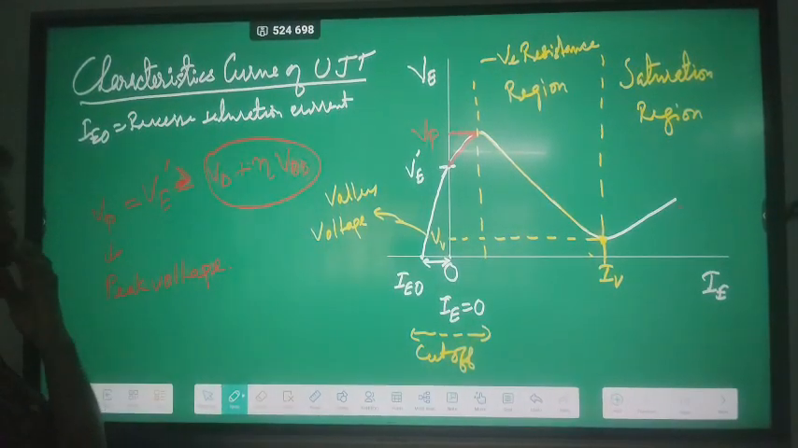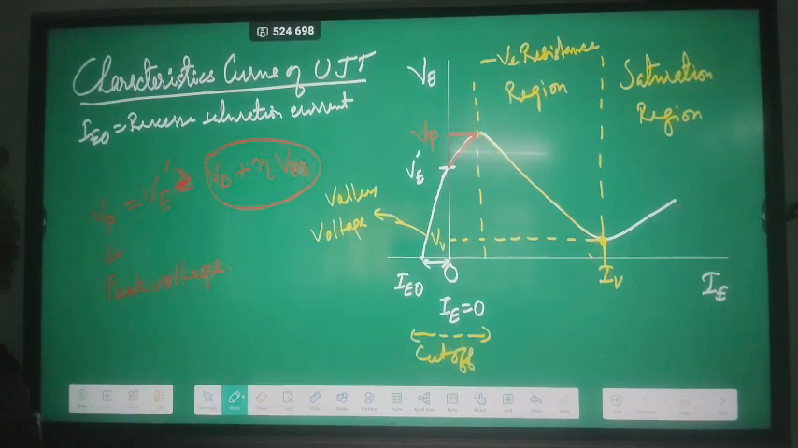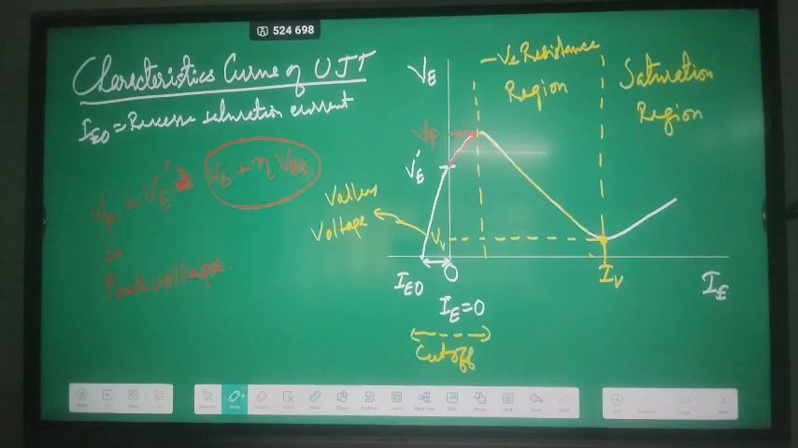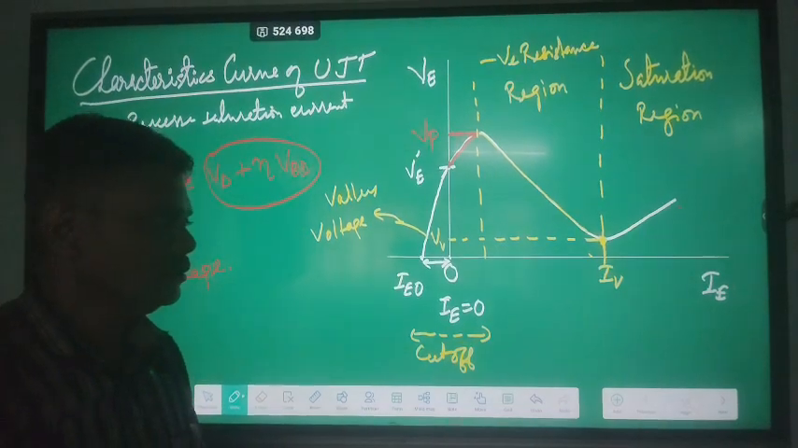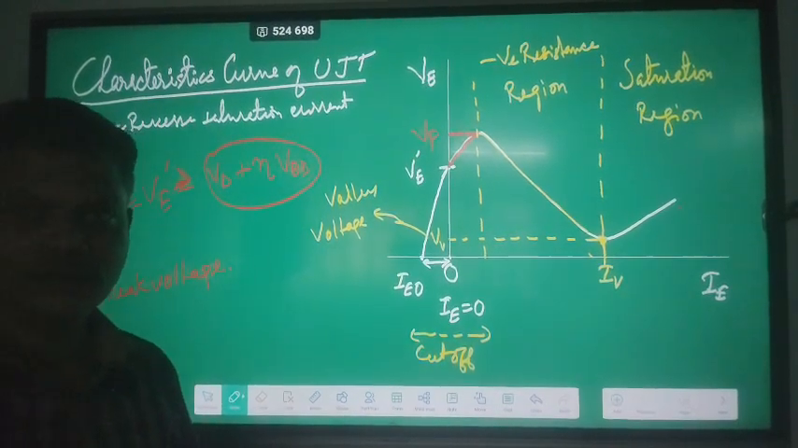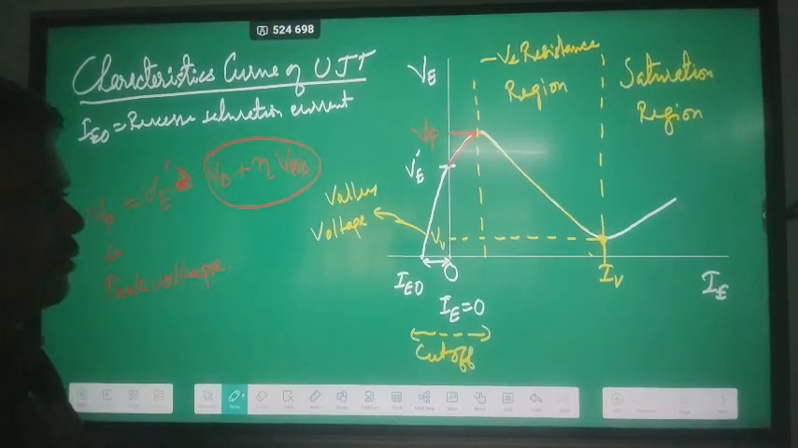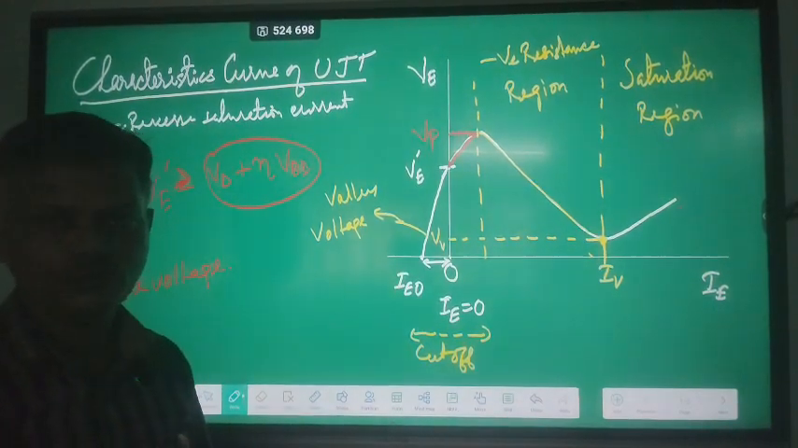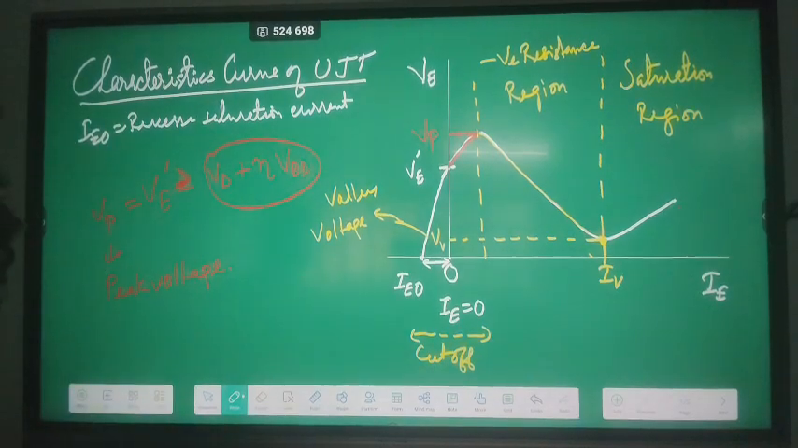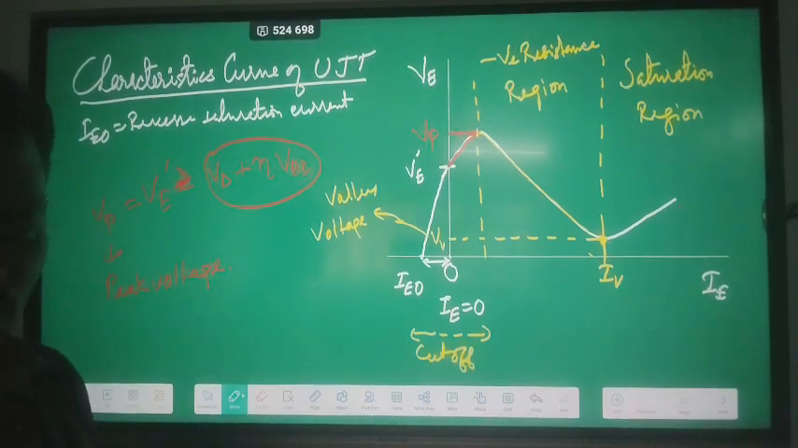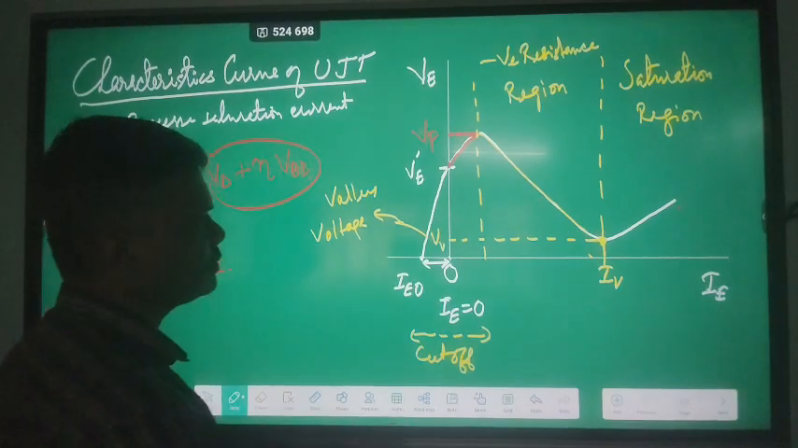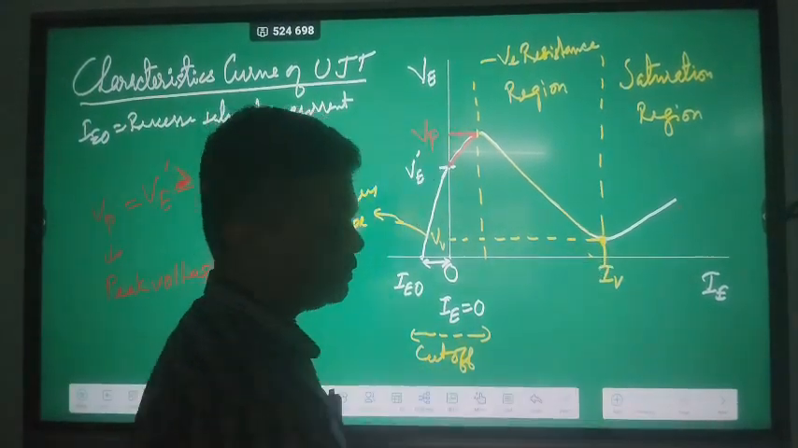Now this negative resistance region in the case of the UJT has lots of applications. One of the applications is that we can use this negative resistance region of the UJT to construct a relaxation oscillator, or to develop a sawtooth wave. So the UJT can be used as a sawtooth wave generator because of this negative resistance region.